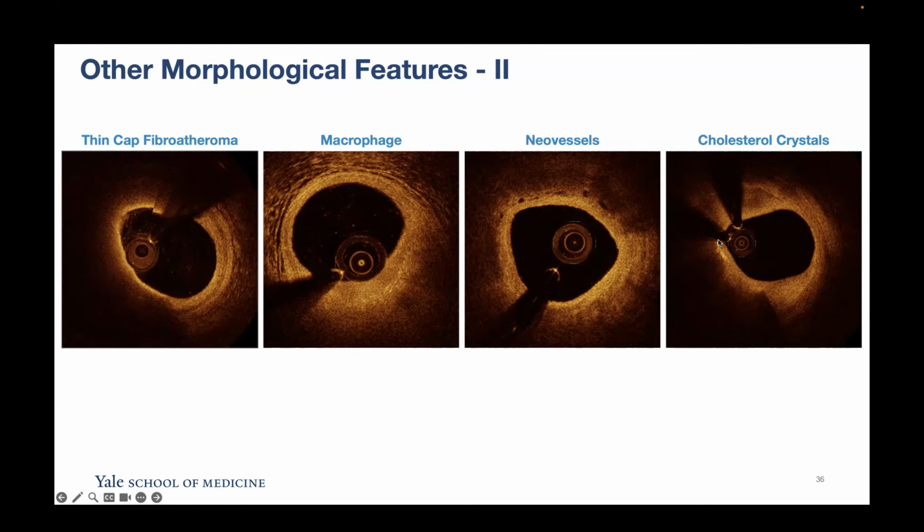And cholesterol crystals are also a sign of inflammation here. Is this bright structure, a rod-like structure, different from the macrophage? So it's more of an elongated structure that is also brighter than the tissue. This is also a marker of inflammation and so on.